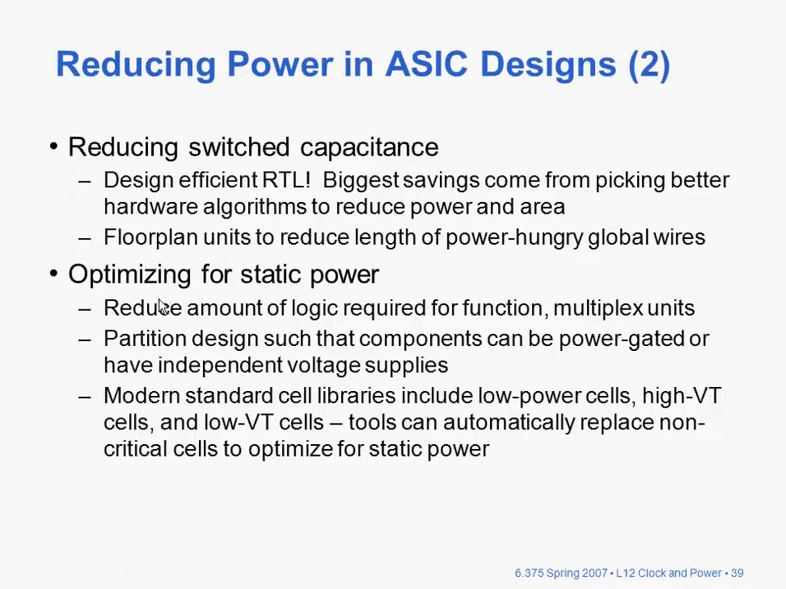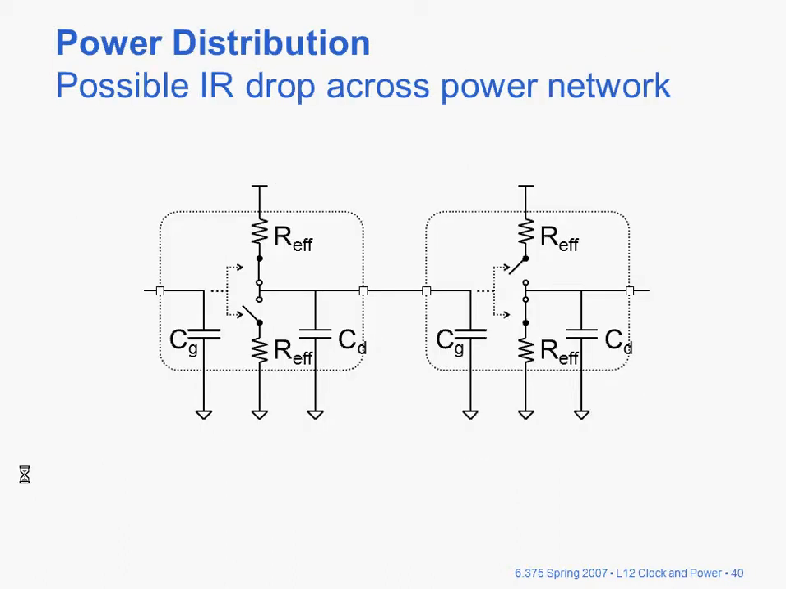Optimization for static power: reduce the amount of logic required for a function, so multiplex units as well. Partition the design so that components can be power gated or have independent voltage supplies. And modern standard cell libraries often include low power cells, high VT cells, and low VT cells, and tools can automatically place non-critical cells to optimize for the static power.